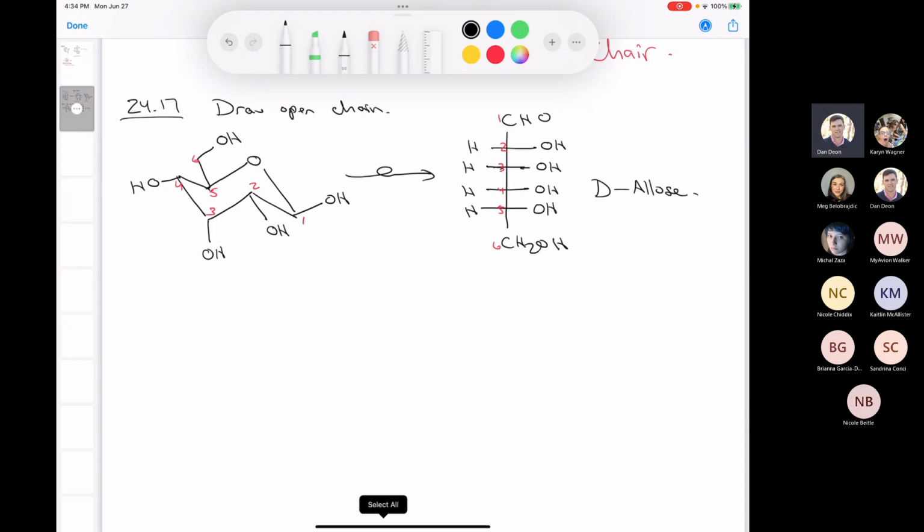Is everybody with me on the, a group is going down, it's on the right-hand side. A group is going up, it's on the left-hand side. Really, the only chiral centers you have to worry about when you're going from the straight chain to the chair are carbons 2, 3, and 4. That's it, because carbon 5 is always going to have the hydroxyl on the right-hand side because we only deal with D sugars in this class.